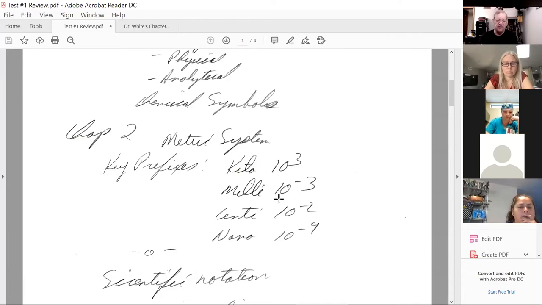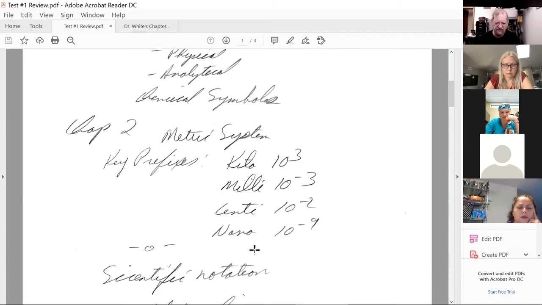All right, next key prefix, centi, 10 to the minus 2, nano, 10 to the minus 9. So if I ask you, what power of 10 is a milli, you should know 10 to the minus 3.